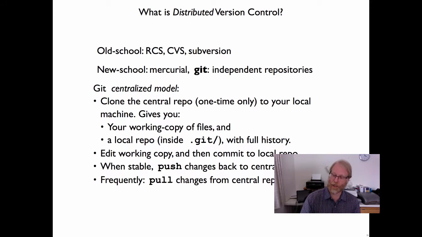You're working on a project. You come to a project, people have been working on it. The first thing you'll do is clone their central repository. It's a one-time task, and you clone it onto your machine. That gives you a working copy of all the files. You will also have a local repository, a full-fledged technical repository with all the commit history. You can roll back to any version you want on your machine anytime.